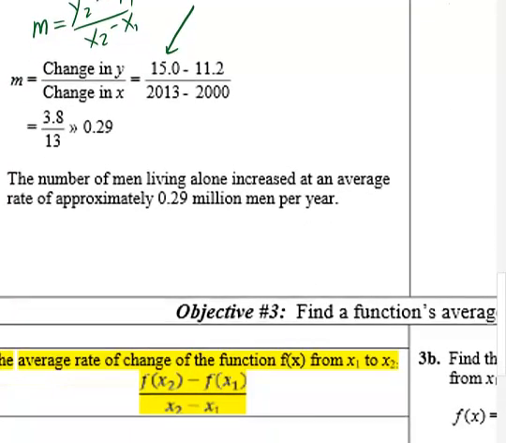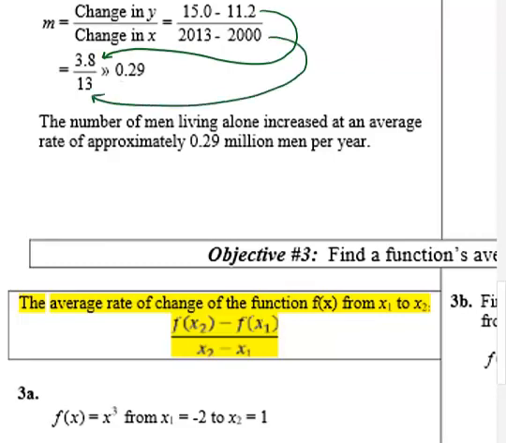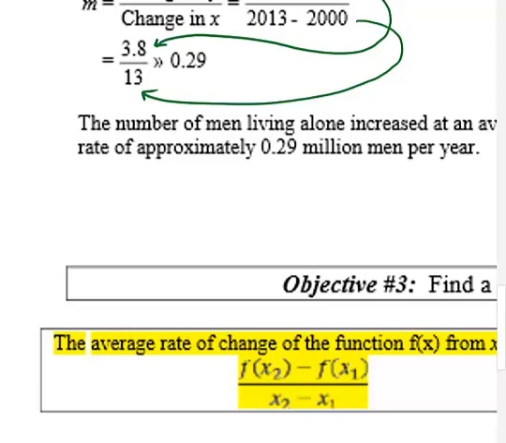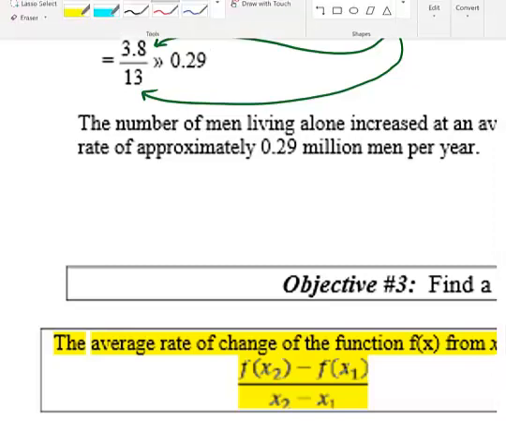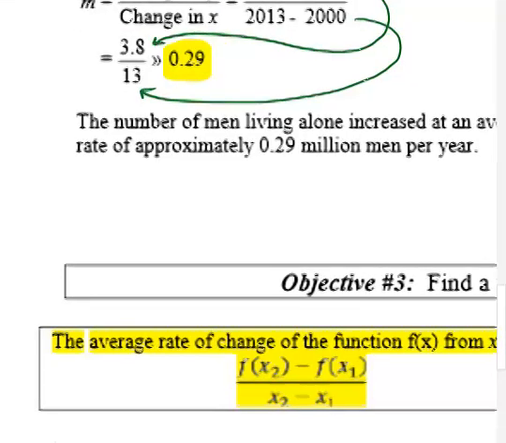So 15.0 was y2, 11.2 was y1, 2013 was x2, 2000 was x1, and when you subtract the numerators you get 3.8, when you subtract the denominators you get 13, and if you divide those in your calculator, 3.8 divided by 13, it probably has a decimal that goes on a while, but they said round it to 2 decimal places, so it looks like it's going to be 0.29. There we go. So then they want us to interpret that.